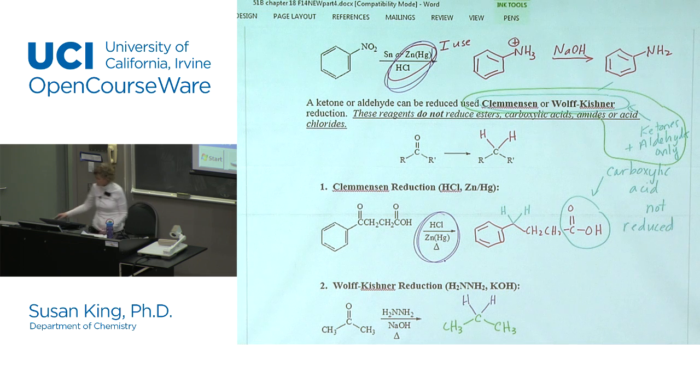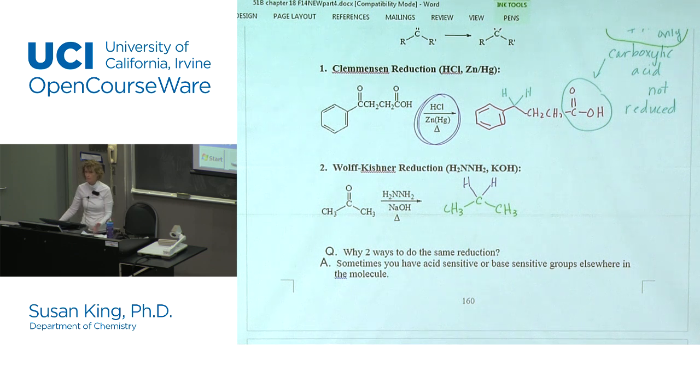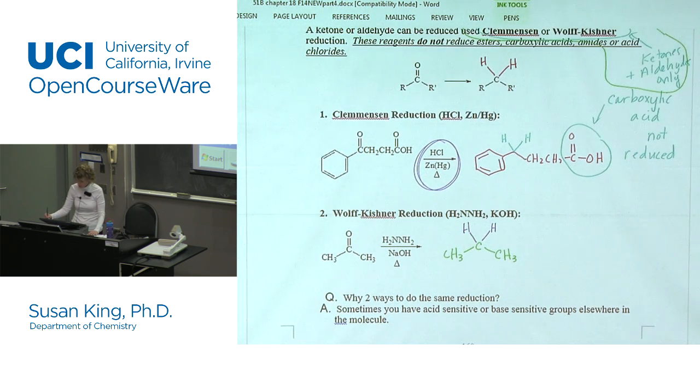So at the bottom here we talk about two ways to do the same reaction, because sometimes we have other functional groups in the molecule that will be affected by those reagents, and we've got to be careful about that. So if you'll notice, Wolff-Kishner is basic, while Clemmensen is acidic.